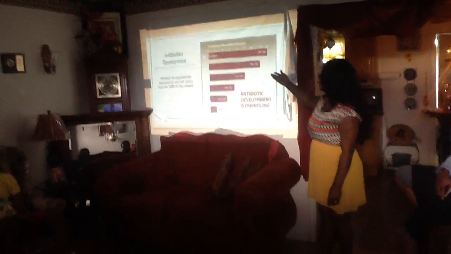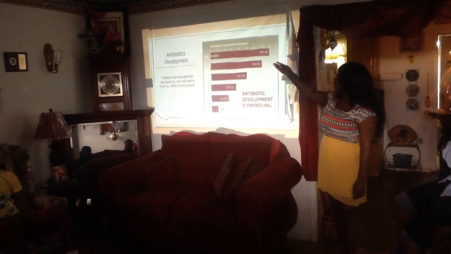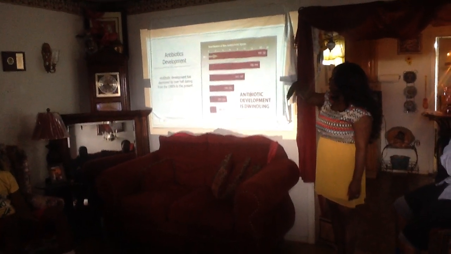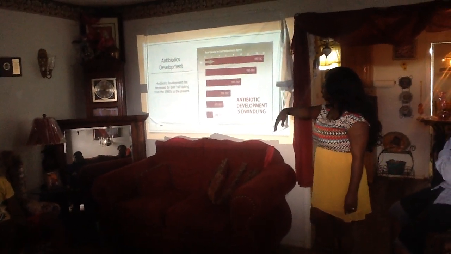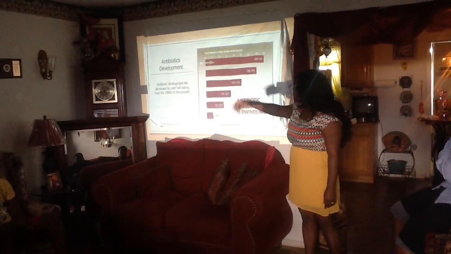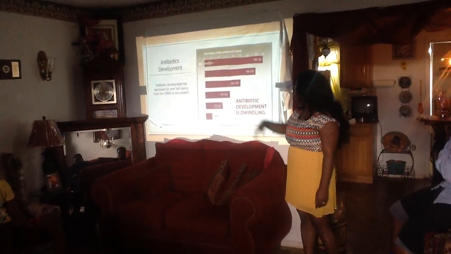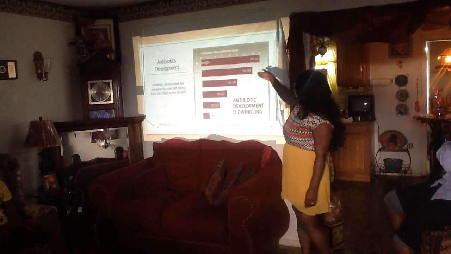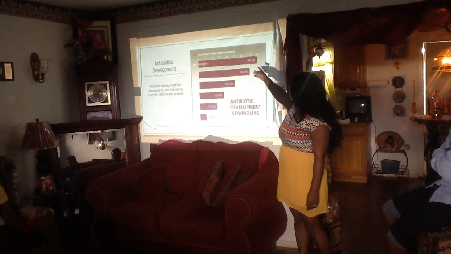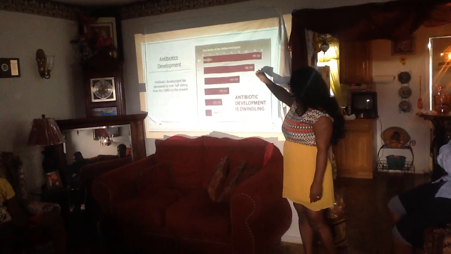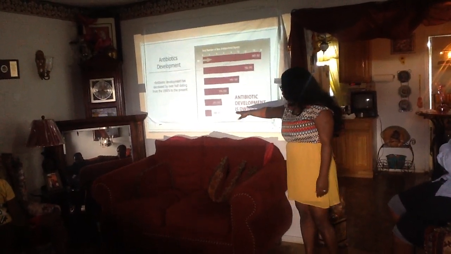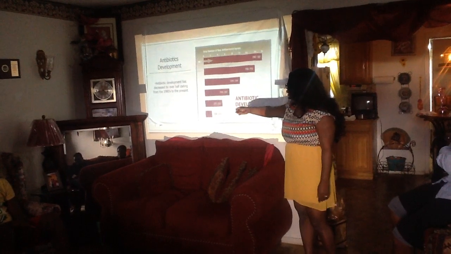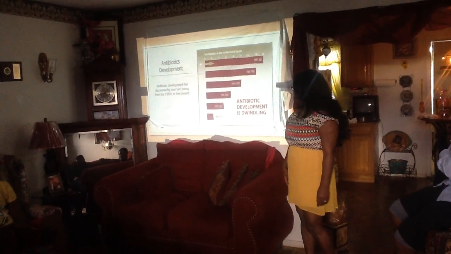This is a chart basically showing the total number of new antibacterial agents that have been found. Antibiotic development has decreased by over half from the 1980s to the present, as you can see. In the 1980s, it got up to 16. And as time went on, now in 2000 to 2012, it is 2.